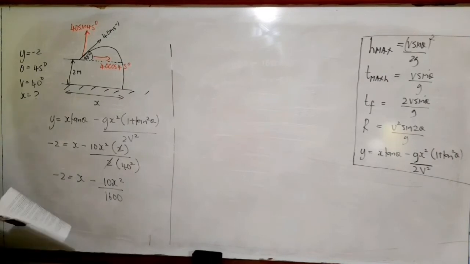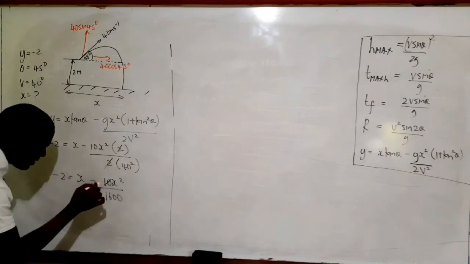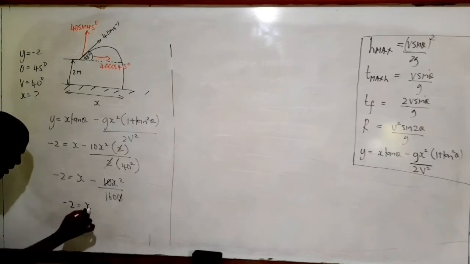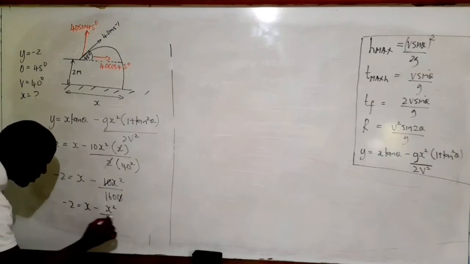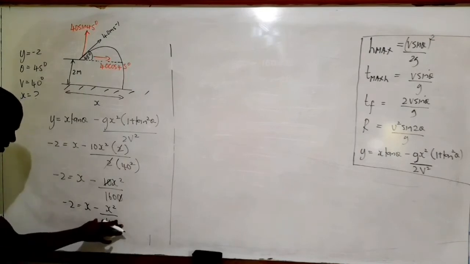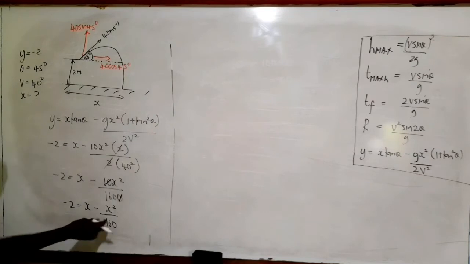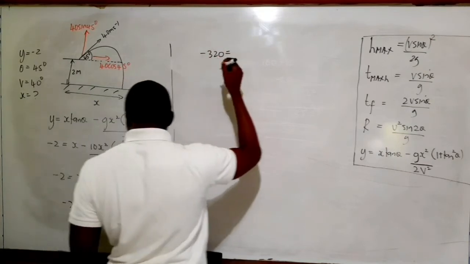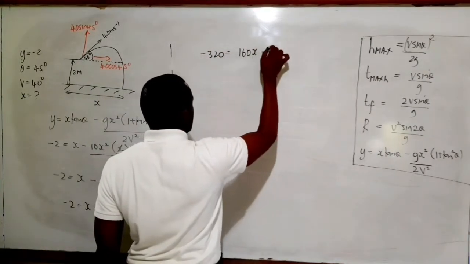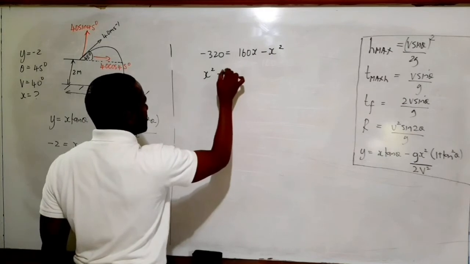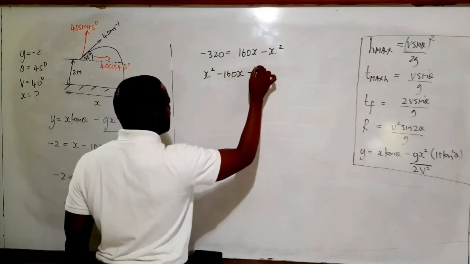We could simplify that a little bit further before we do any cross multiplication. 10 into itself goes 1, 10 into 1600 goes 160, and so we have minus 2 is equal to x minus x squared over 160. Now because we want to solve for x, we want to get rid of this 160 and bring all the terms to one side. So we multiply both sides of the equation by 160, and that gives us minus 320 is equal to 160x minus x squared. And if we bring all the terms to the left hand side, we get x squared minus 160x minus 320 is equal to 0.